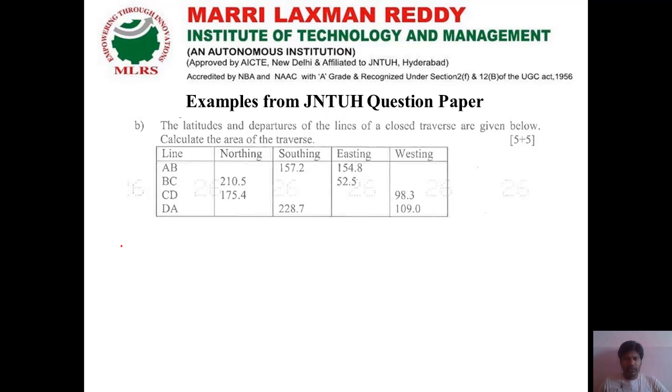If they have given latitude and departures, such as northing and southing, easting and westing, then we should move on to either the meridian distance method or the double meridian distance method. These two methods are the correct methods to do this problem. So now we should move on to the solution.